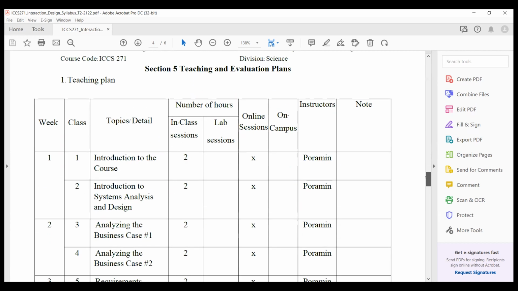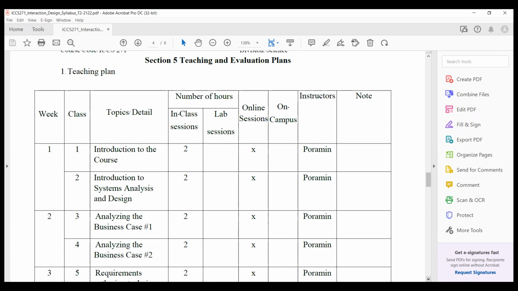Okay, now let's see the teaching plan for this subject. We'll begin with the introduction to the course, and then I'll start with the first module, that is introduction to system analysis and design. For this one, in the introduction to system analysis and design, we also have the case studies. This course will be heavily based on case studies as well.